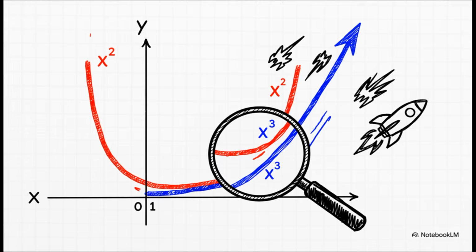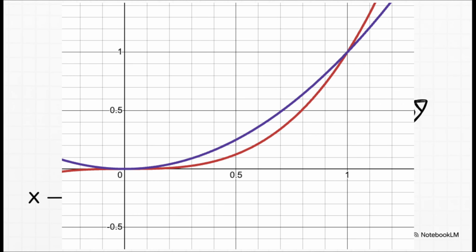For any number bigger than 1, the cubic function just explodes. It grows so much faster. I mean, think about it. 2 cubed is 8, while 2 squared is just 4. But, and this is the kind of weird part, in that tiny little space between 0 and 1, the opposite is true. The quadratic function is actually higher than the cubic. For example, a half squared is a quarter, but a half cubed is a much smaller 1/8.